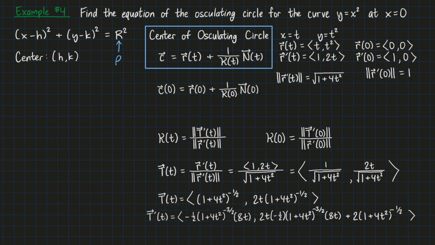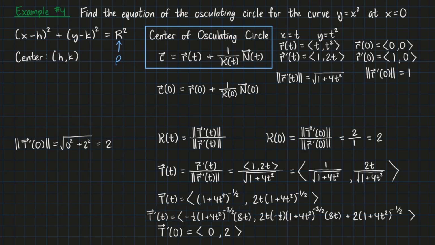So for our curvature function, let's evaluate T prime at t equals 0. And now we need to take the magnitude of T prime at 0. So now we know that the curvature at t equals 0 equals 2 over 1, or just 2.